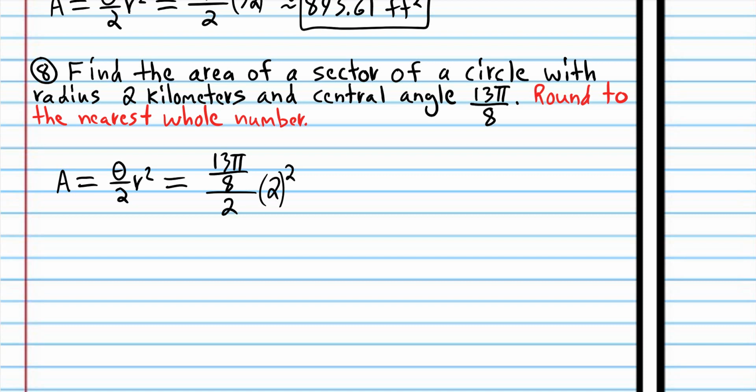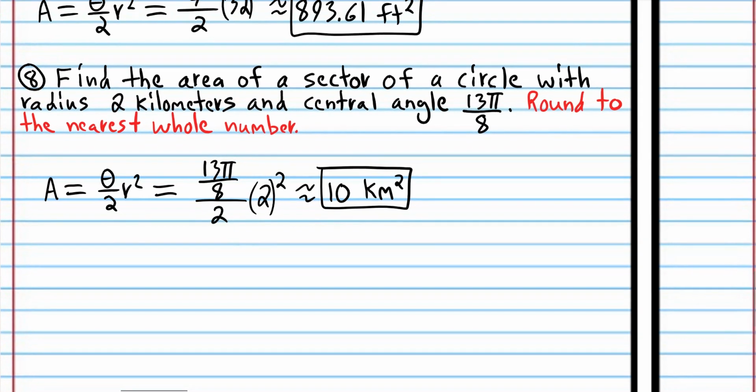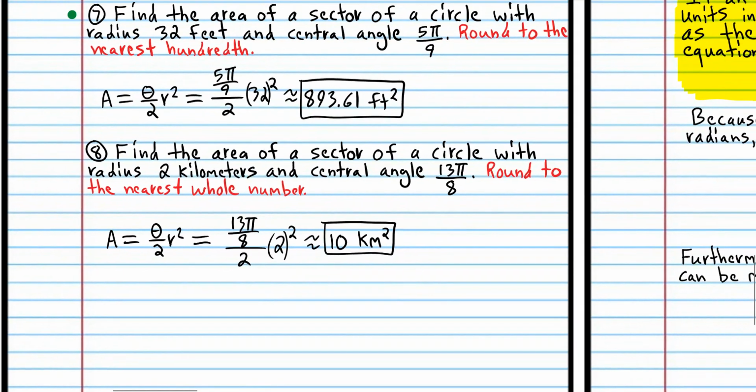So in our calculators, we're going to enter 13 times pi, enter, divided by 8, enter, divided by 2, enter, times 2 squared, which is obviously 4, and we get 10 point, well, it says round to the nearest whole number, so we'll just say 10 square kilometers. So if you got that one right, excellent.